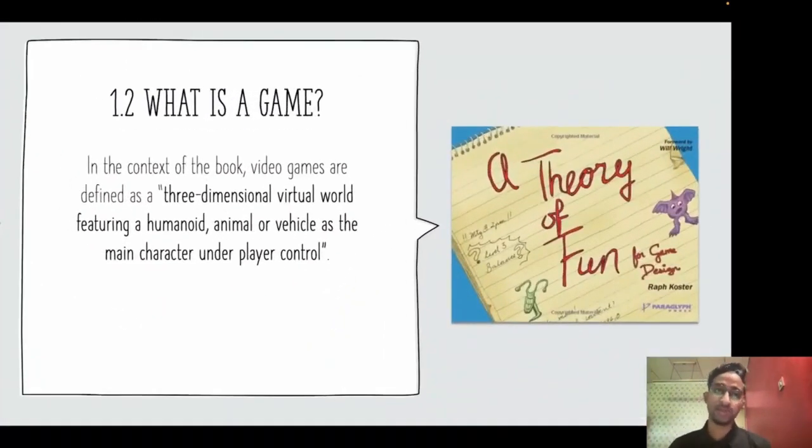Right, moving on. In chapter 1.2, the author talks about and defines a game. The author references a book called The Theory of Fun. In that book, a game is defined as a three-dimensional virtual world featuring a humanoid, animal, or vehicle as the main character under player control.